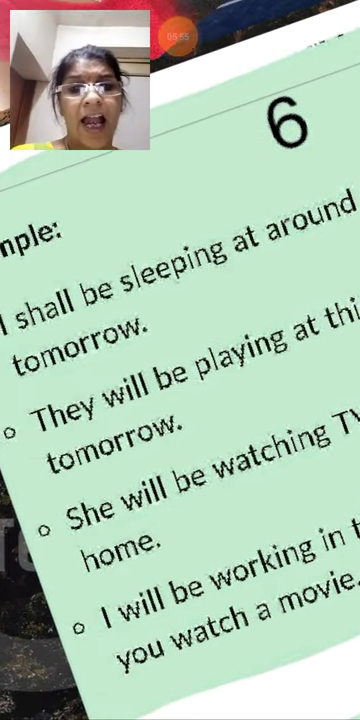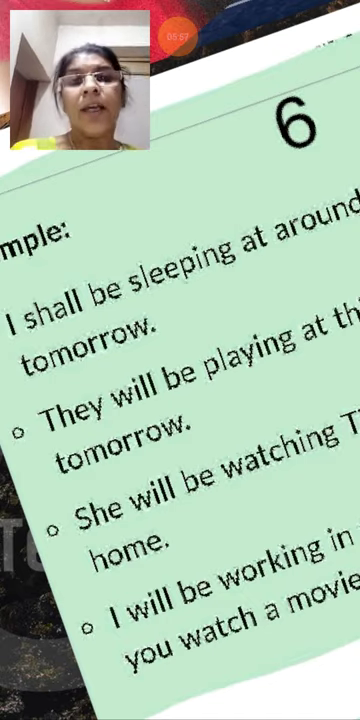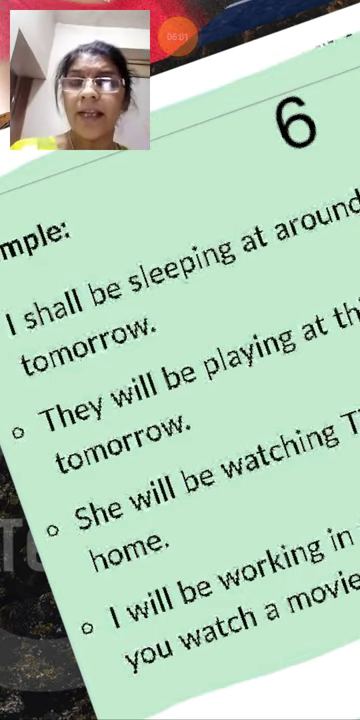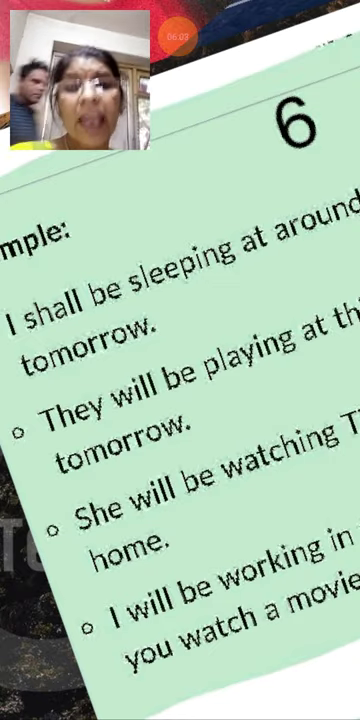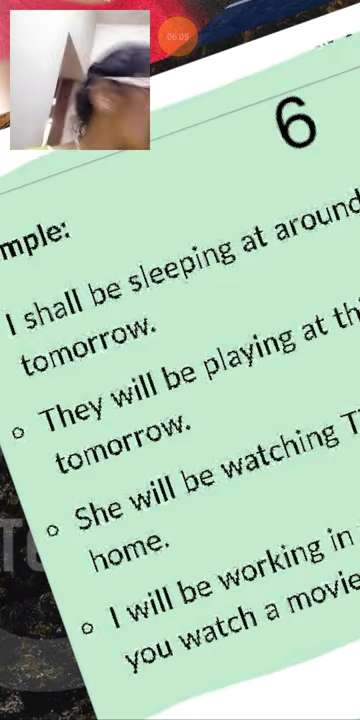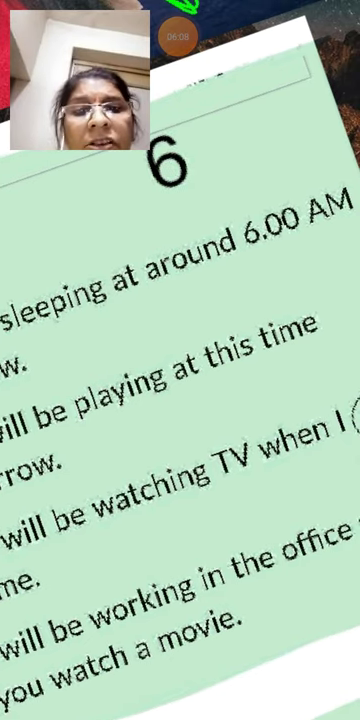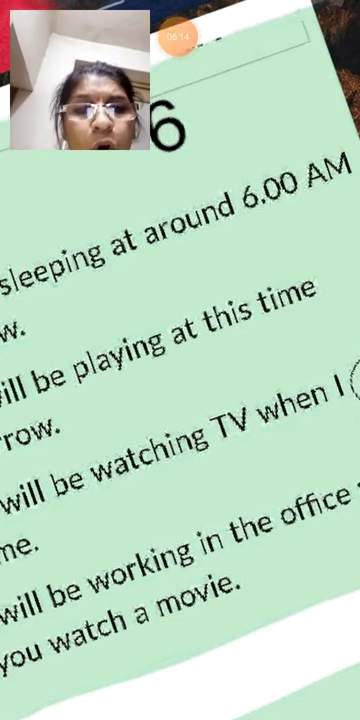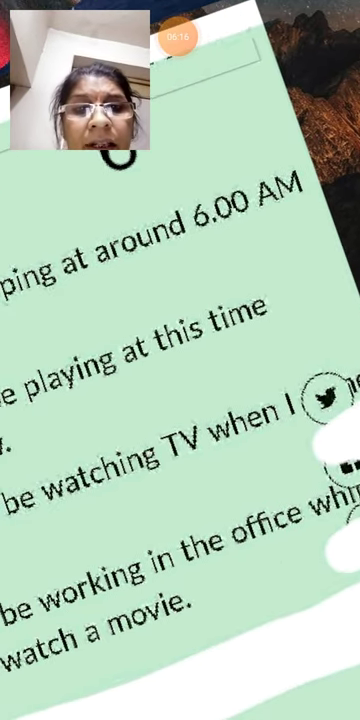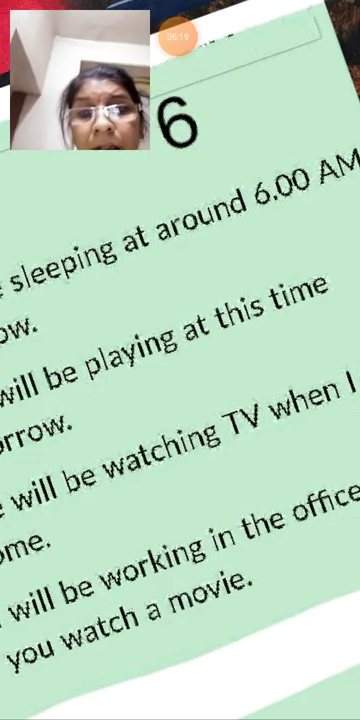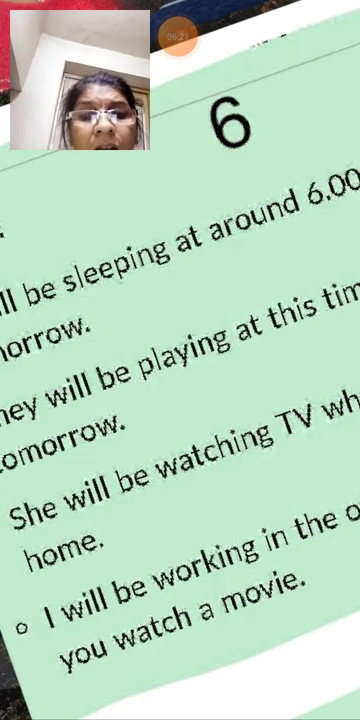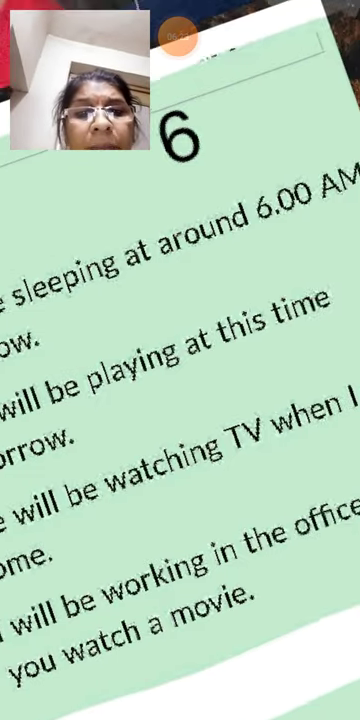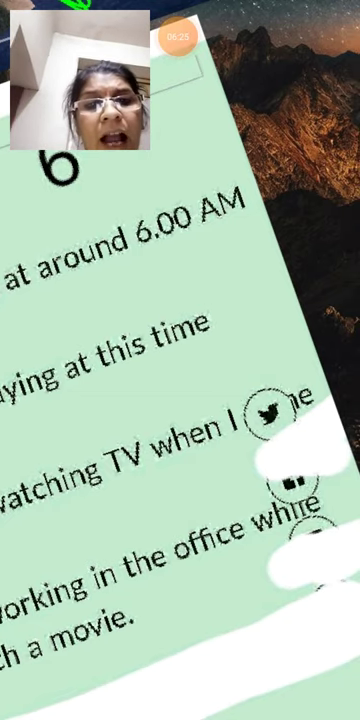They will be playing at this time tomorrow. Tomorrow also deals with the future, but in the sentence it is the time expression. She will be watching TV when at home. She will be watching when I am.